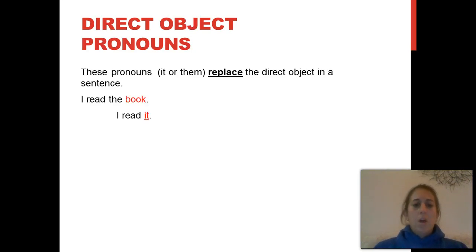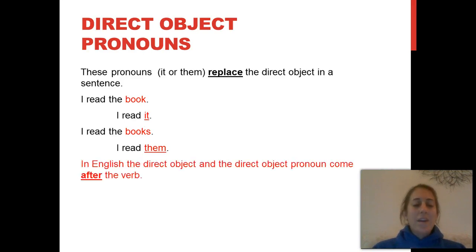Okay? So, for example, in English I could say I read the book or I read it. We could also say I read the books or I read them. In English, the direct object and the direct object pronoun both come after the verb. What are they doing? Well, they're reading. And then our object or direct objects then come afterwards, as well as our direct object pronouns. Okay, so our word order doesn't change. All right, ready to flip over to Spanish? Here we go.